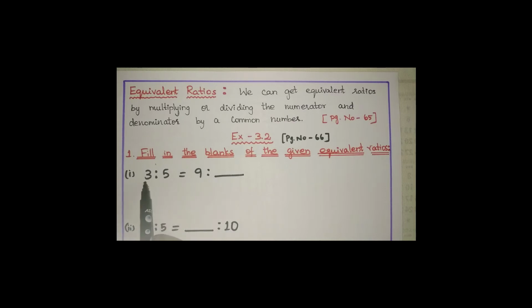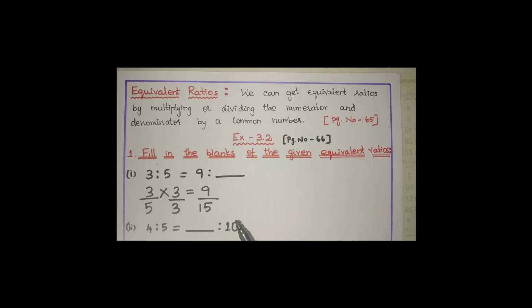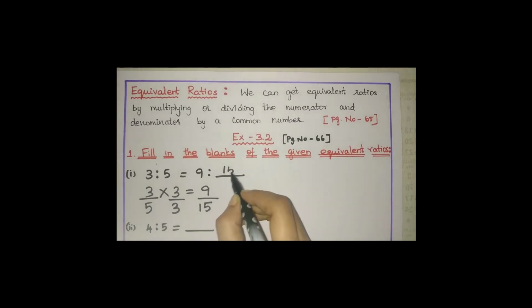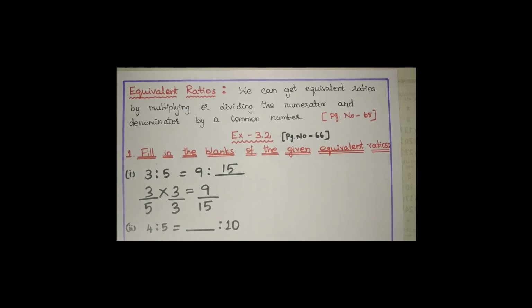So let's see. How many 3s are 9? Yes. 3 3s are 9. For an equivalent ratio, you have to multiply both the numerator and denominator by the same number. So 3 3s are 9. So you have to multiply the denominator by the same number. So I am multiplying 5 3s are 15. So what will you get? 15. Yes, very good. Is it clear? Now move on to the next problem.